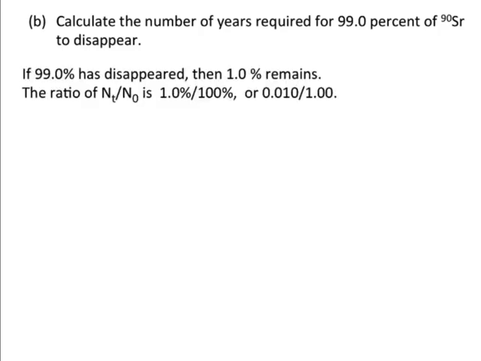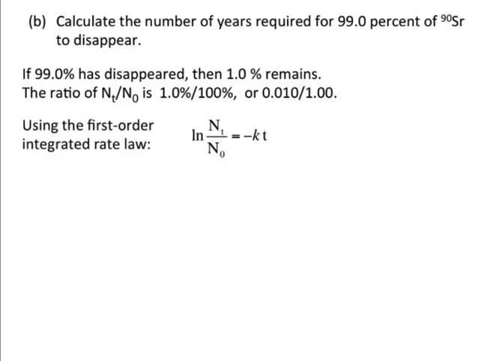All right. So then, next step, the number of years required for 99% of this material to degrade, to disappear and turn into something else. If you have degraded 99% of it, then there's 1% left. So this ratio of the amount of material at some time divided by the original amount of material is 1% over 100, or 0.01 over 1, or effectively just 0.01. That's 1%. So we have the first order integrated rate law.